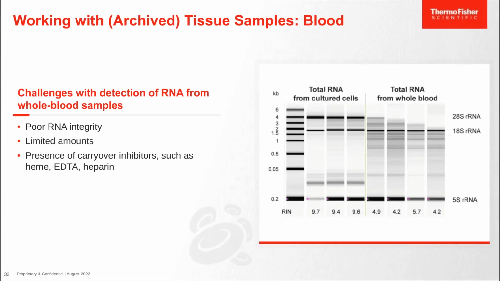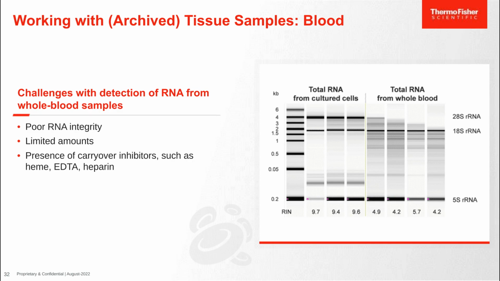Let's move on to working with RNA that is isolated from blood samples. RNA from blood samples is often degraded due to the elevated amounts of RNase that are naturally present in blood. The image shown on this slide is looking at RNA that is extracted from cultured cells on the left compared to RNA from whole blood samples on the right. As you can see, the RNA from whole blood is heavily degraded and presents a common set of issues when dealing with this type of sample.